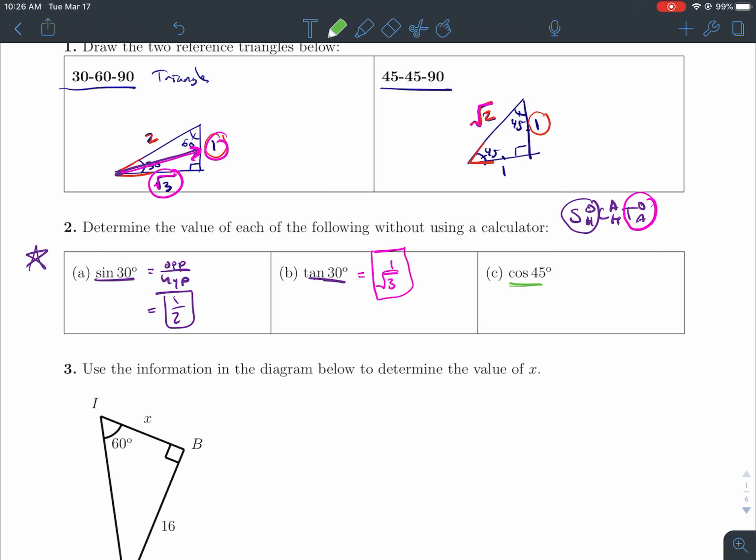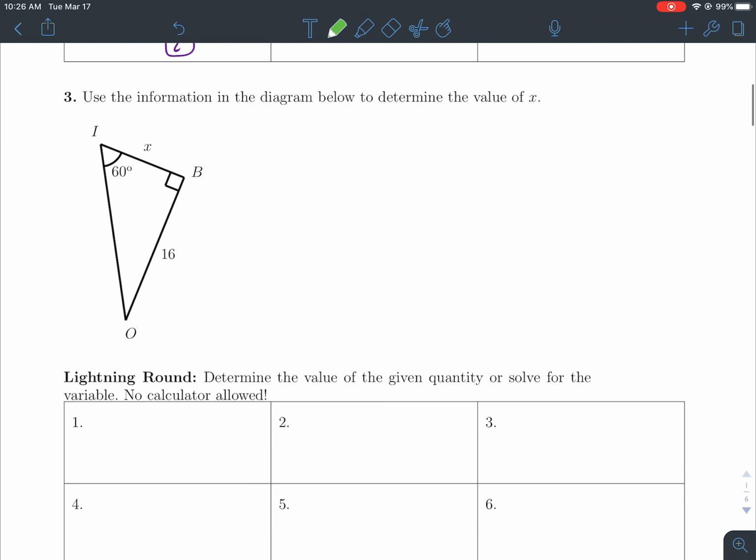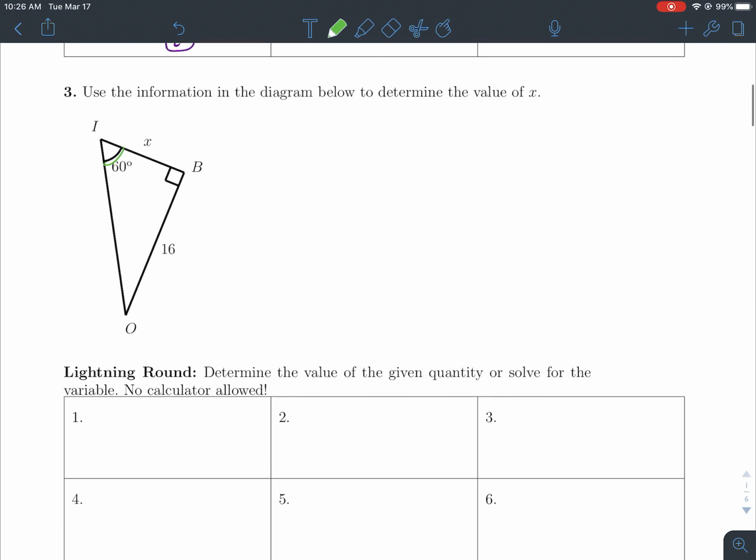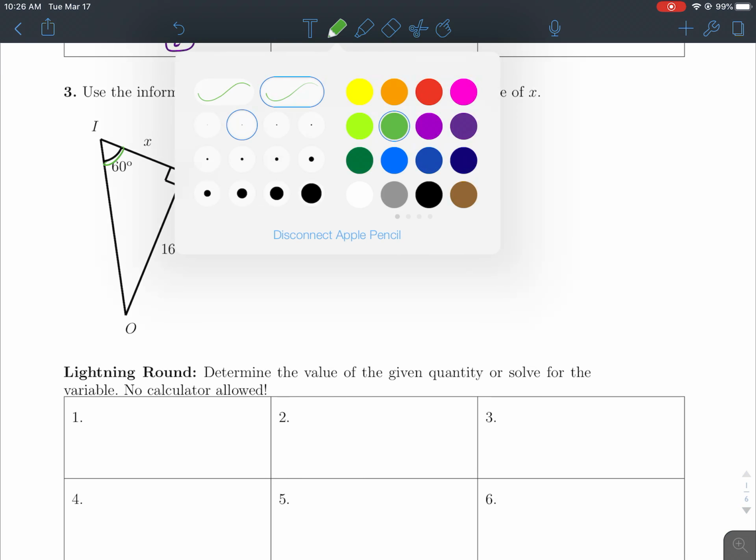And cosine of 45 degrees is going to be, picking either 45 degree angle, I like to pick this one, cosine is going to be adjacent over hypotenuse, so 1 over root 2. Okay, so now no calculator allowed on this one. We recognize right away it's 60 degrees, so we're feeling really good about this angle because it's one of our familiar angles. Let's take a look at how we solve this problem.